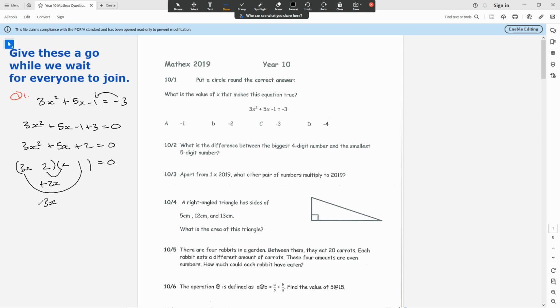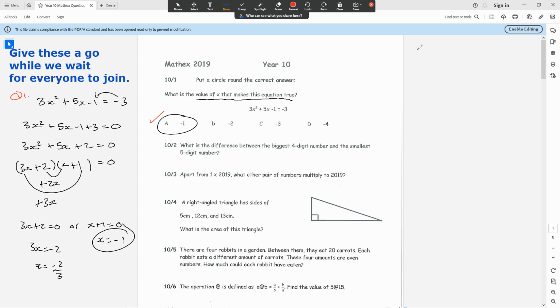And at the moment, 3x plus 2x is definitely 5x. So this has to be plus to get plus 2x, and this has to be plus to get plus 3x over there. So that means from here, I can take 3x plus 2 and make it equal to 0, or x plus 1 and make it equal to 0. And so after solving for x, I would get negative 2 over 3, and x equals negative 1. So it says what is the value of x that makes this equation true? It doesn't say both values, so definitely minus 1. So the correct answer will be A.